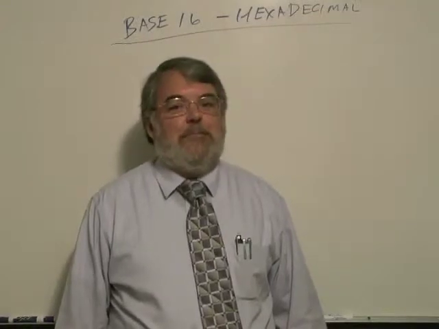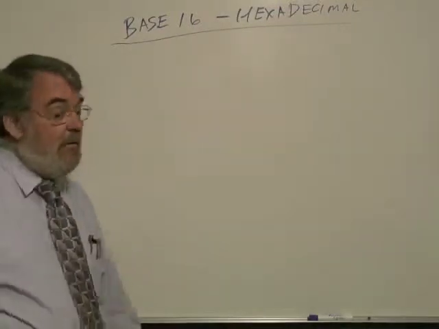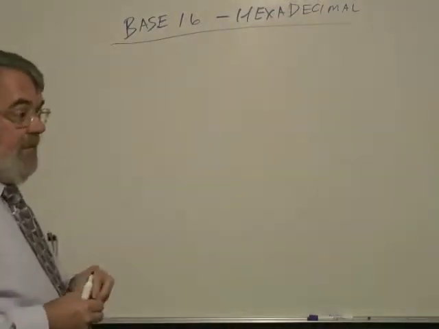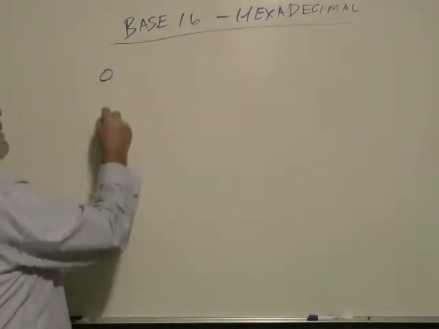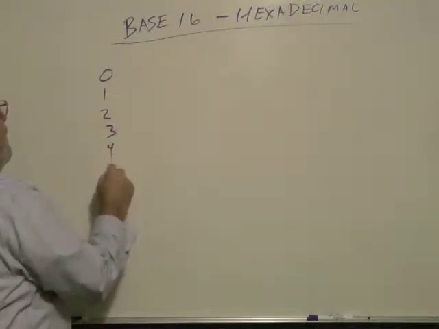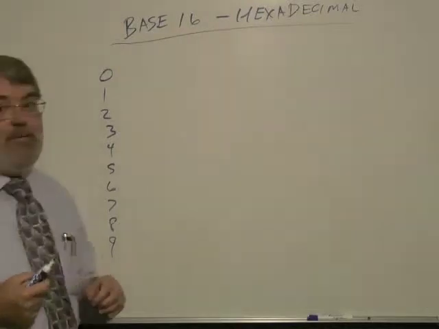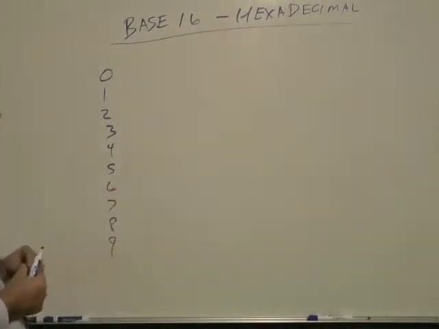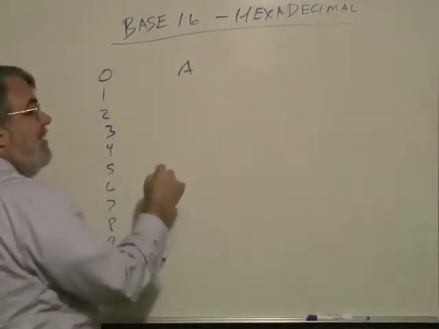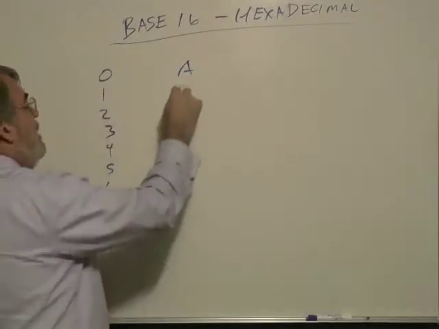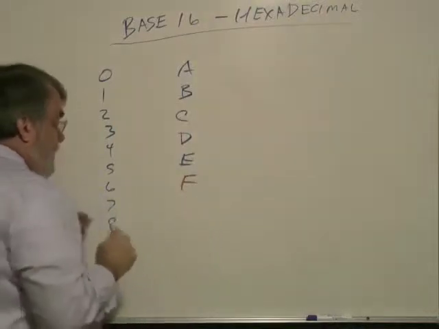Our last system is base 16 or hexadecimal. And hexadecimal is also good to know. Now we have 16 digits. And so the way it counts is 0, 1, 2, 3, 4, 5, 6, 7, 8, 9. But because we have 16 digits, our next number will be A. A represents our ordinary number 10, 11, 12, 13, 14, 15.